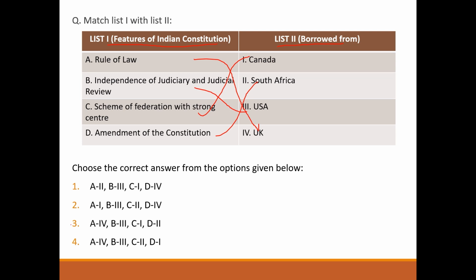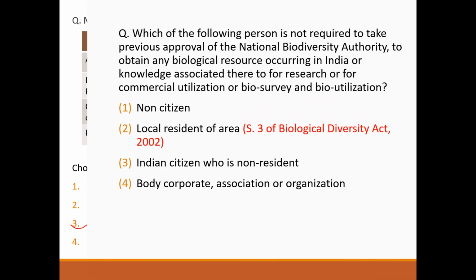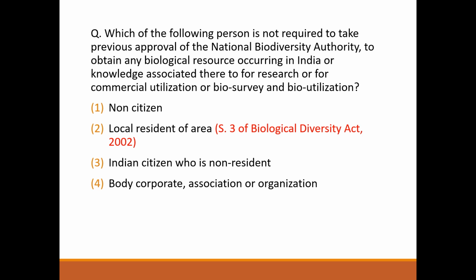Next question. Which of the following persons is not required to take previous approval of National Biodiversity Authority to obtain any biological resource occurring in India or knowledge associated thereto for research or for commercial utilization or biosurvey and bioutilization? It's option number 2, local resident of the area.